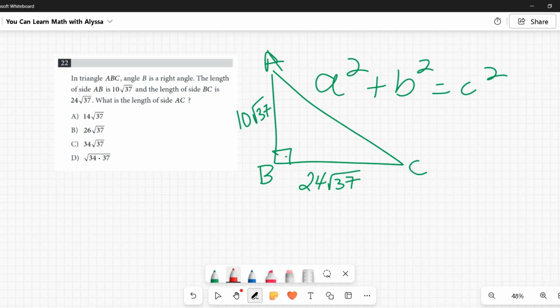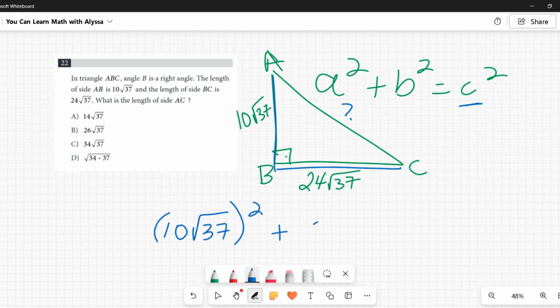I'm doing it the regular way first because that will apply for any problem that is like this. So if I have my two sides that I am given, my two legs, and I'm asked to find the hypotenuse, the c of the a squared plus b squared equals c squared, I'm going to take those two sides and I'm going to square them. So my one side, my a, is 10 square root of 37 squared. My b is 24 square root of 37 squared, is equal to c squared.